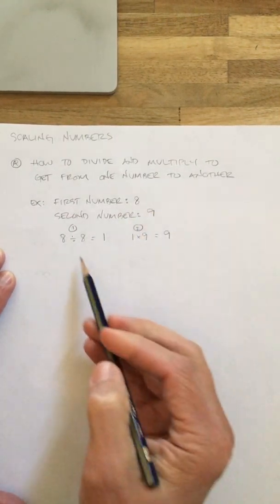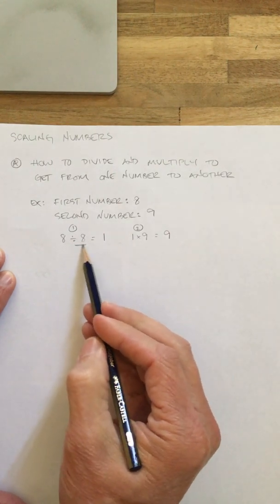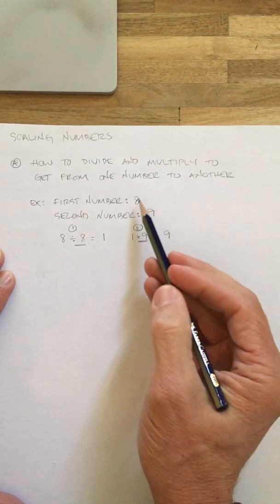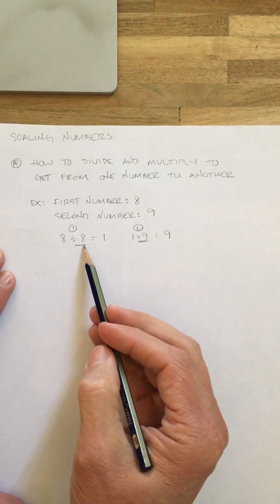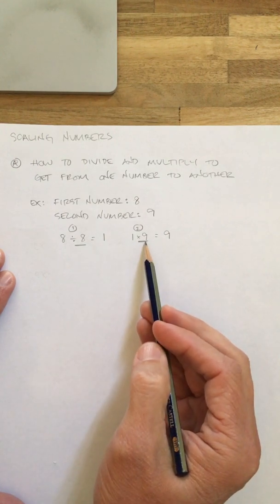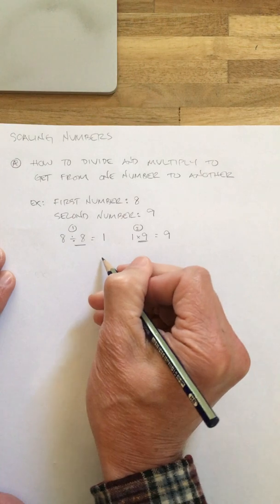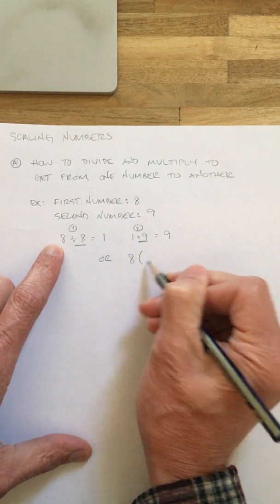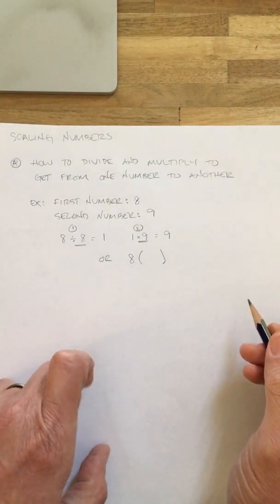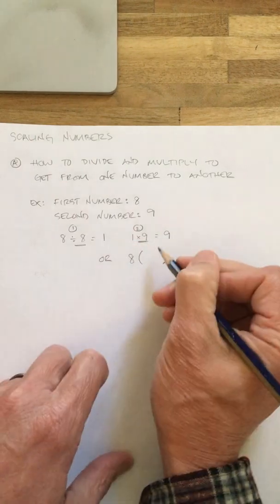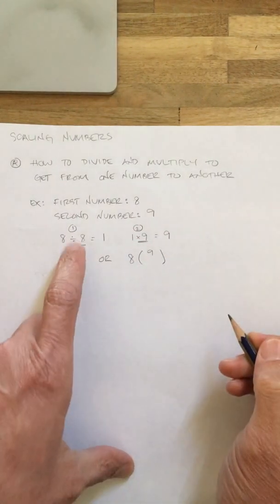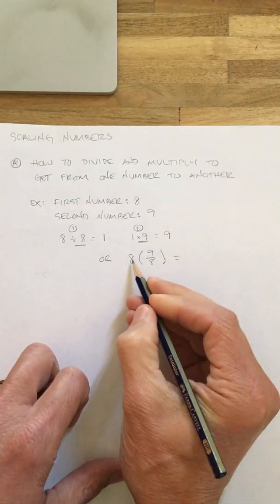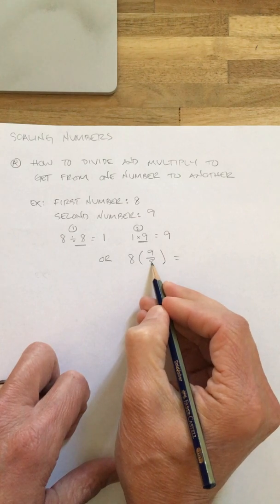To go from 8 to 9, I divided by 8 first, and then I multiplied by 9. I divide by 8 first to get 1, then I multiply that 1 by 9, and that gives me 9. Or you can simply start with 8 and multiply by the 9 and divide by the 8. And guess what that equals? 8 times 9 divided by 8 equals 9.